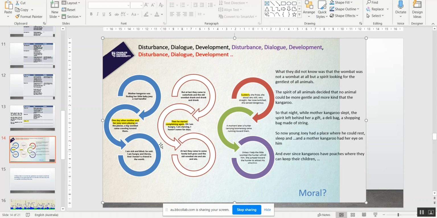Right. And what happened? I said there was a development. There was first a disturbance. Wombat came, complained. Mother helped. That was development. Disturbance: wombat, something unpredictable. Dialogue: wombat complains. Development: mother kangaroo helped. And you thought that the story should finish here, but it went on again and again. So the same structure, disturbance, dialogue, development, was repeated a few times. Why? To show how patient love is.